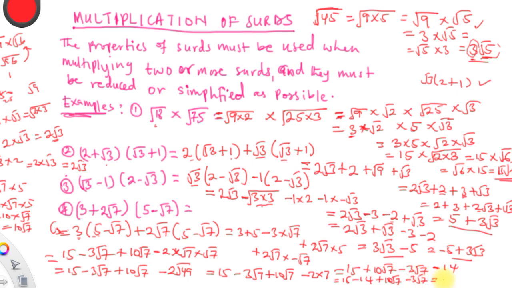What is 15 minus 14? You get 1. Then I have 10 root 7 minus 3 root 7. So this is the same as 10s minus 3s, you get 7s. So plus 7 root 7. So this is the final answer you get. Yes, plus 7 root 7. This is the same as 7 root 7 plus 1. Yes. So note that.